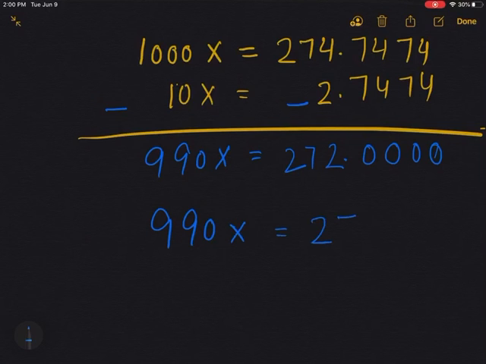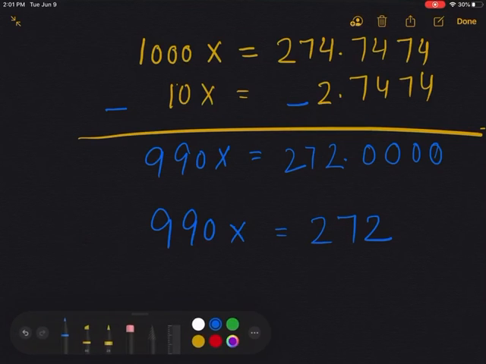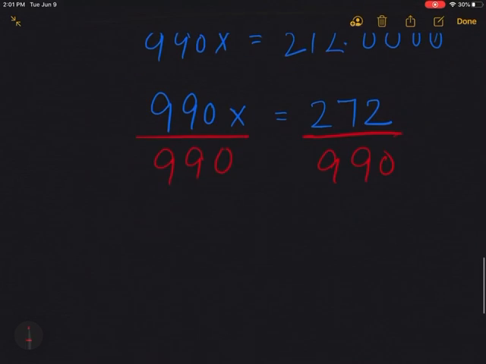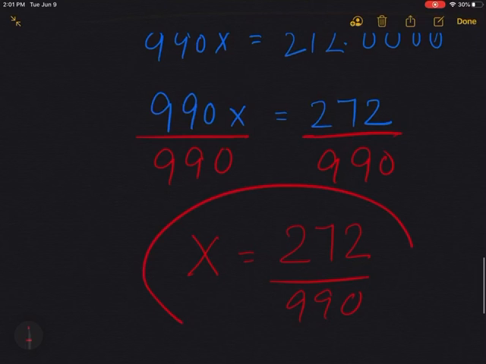This becomes 272. Finally, how would you get rid of 990, which is getting multiplied by x? I would divide by 990 on both sides. Almost there. And x is equal to 272 over 990. Yep, that's pretty much all.